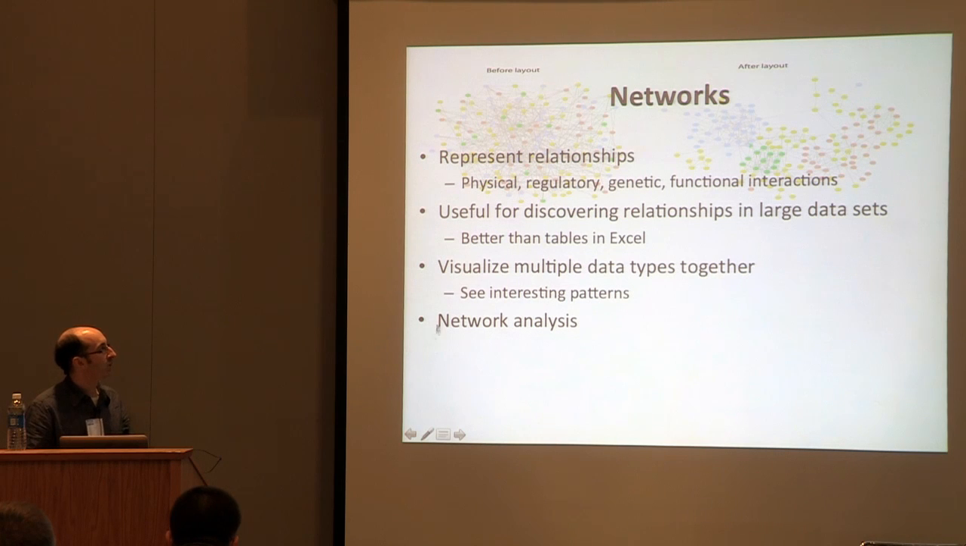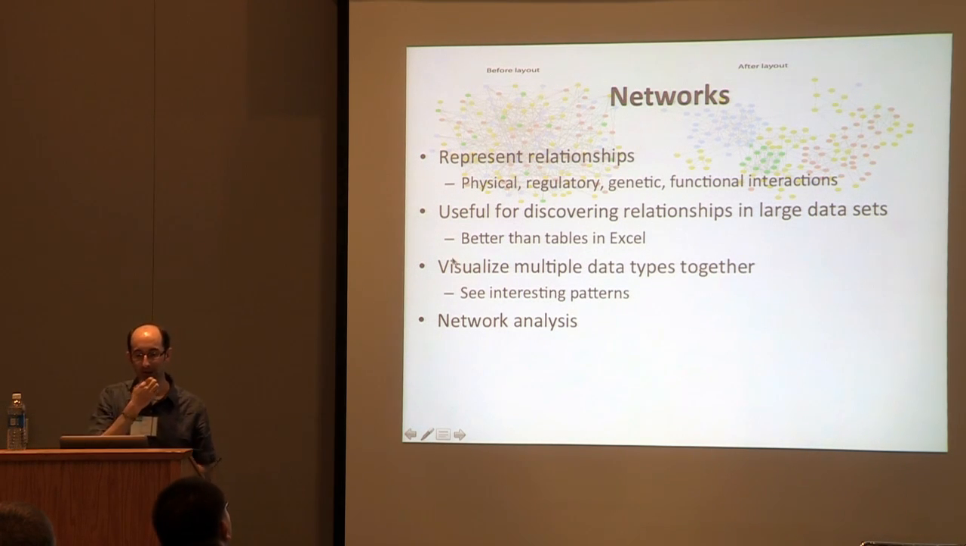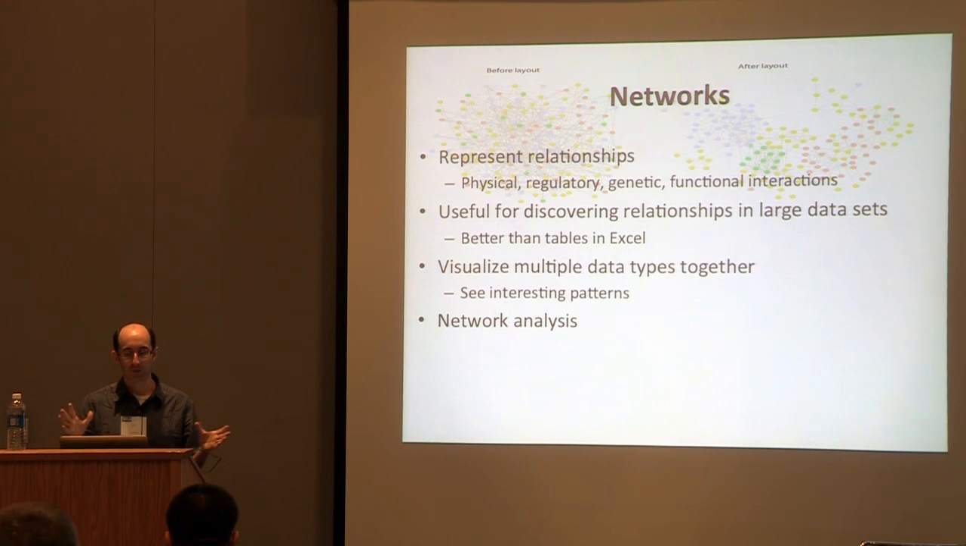In general, one of the most useful things about networks is that they're very useful for discovering relationships in large data sets. So they're much better than tables in Excel. If you just had a bunch of relationships between genes or samples or anything, and you plotted it in table format, it wouldn't be very useful because it'd be difficult to see how global relationships work. But networks are also extremely useful to visualize lots of different types of data together and see interesting patterns, and also, of course, for network analysis.